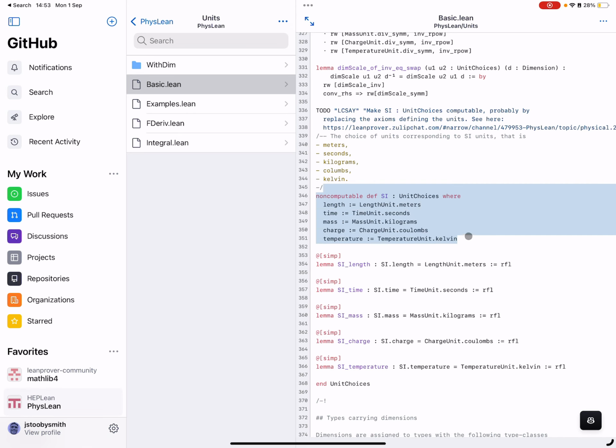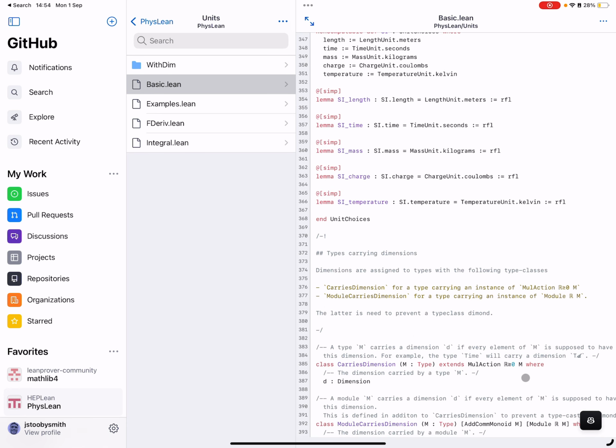Within unit choice, you can also define specific instances of units. One instance of a unit choice is, of course, the SI units, where, for example, length is meters, time is in seconds, mass in kilograms, charges in coulombs, and temperatures in kelvins. And again, we can prove a bunch of properties related to those choices of units.